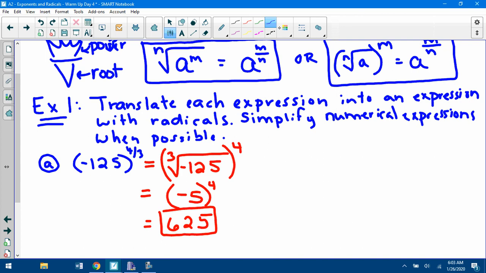Okay, let's try another one. Let's do x to the 11/8.